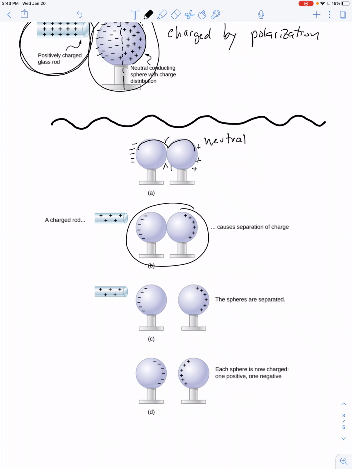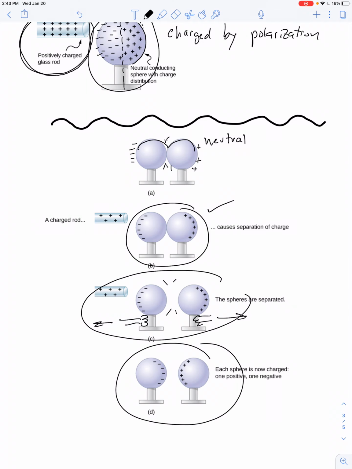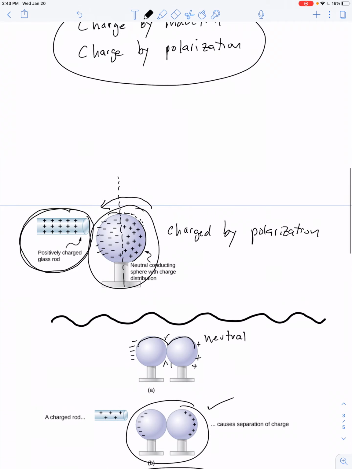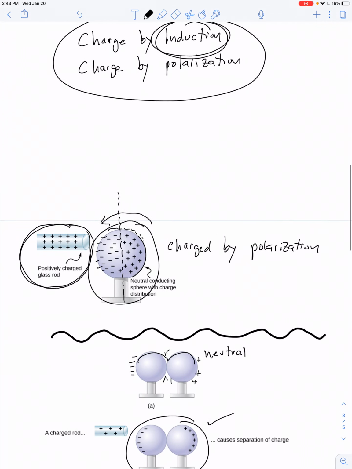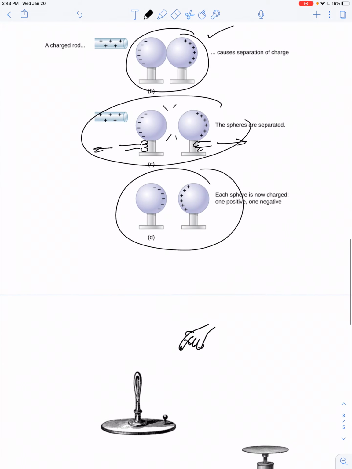So the system is now charged by polarization, and then if you grab them with your hand and pull in opposite directions to separate these two, now each of them has a net amount of charge. So not only was the system charged by polarization, but when you separate the two, this whole system has been charged by induction. Let me give you some other examples of charging by induction and conduction.